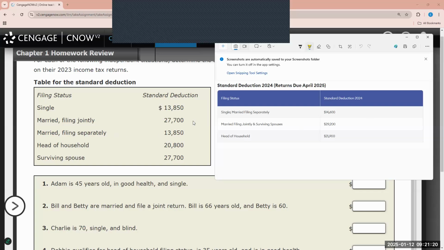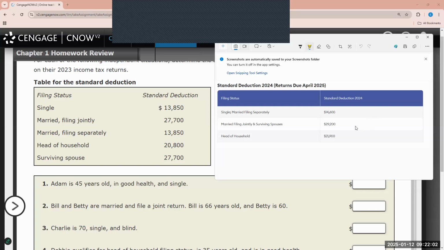For married filing joint, the standard deduction in 2023 is $27,700, and for 2024, it's $29,200. For married filing separate, one thing you'll realize is that single individuals and married filing separate are essentially treated the same for the standard deduction. Head of household for 2023, the standard deduction was $20,800. And for 2024, the standard deduction for head of household is $21,900. And for surviving spouses, as we see, married filing joint standard deduction for 2023 is the same, $27,700.